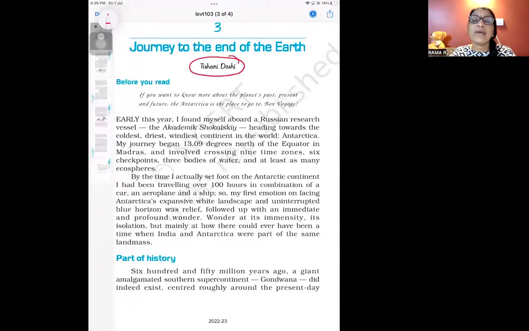Early this year, I found myself aboard a Russian research vessel, Akademik Shokalskiy. ये आपके पेपर में, it can be an MCQ question as well as when you are asked to narrate about the first experience. Heading towards the coldest, driest, windiest continent in the world, Antarctica. My journey began 13.9 degree north of equator in Madras. Madras is the earlier name for Chennai, and involved crossing 9 time zones, 6 checkpoints, 3 bodies of water, and at least as many ecospheres.